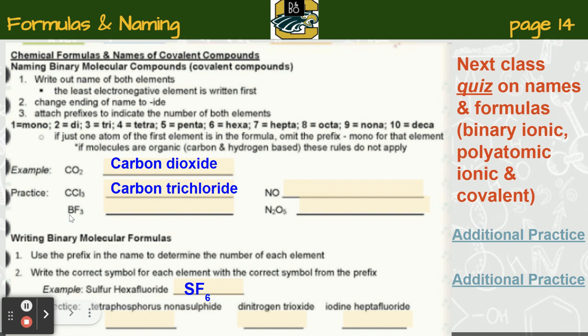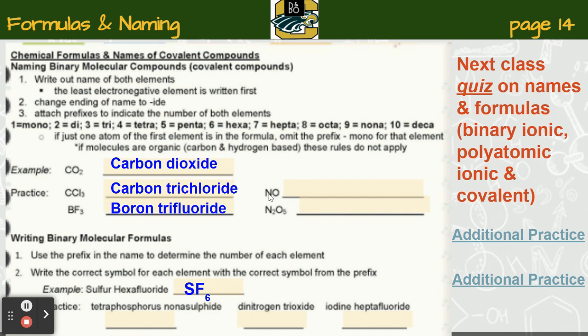Our next one, 1 boron, 3 fluorine. So 1 does not get listed on the first element, boron. And then 3 fluorine, 3 is again tri, so trifluoride. Fluorine becomes fluoride.